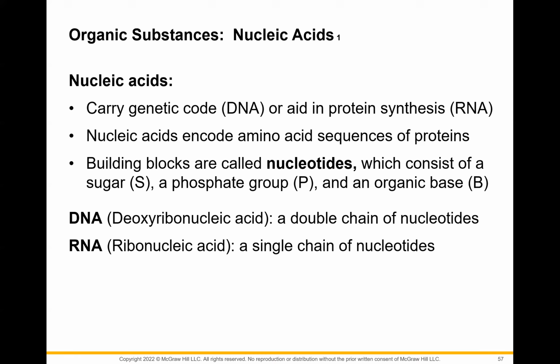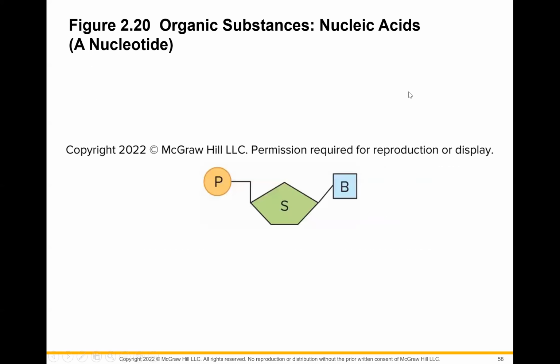DNA is deoxyribonucleic acid, and it's a double chain of nucleotides. And then we also have RNA, ribonucleic acid, which is going to be a single chain. DNA is going to help to carry the genetic code. RNA is going to aid in protein synthesis. And so this is what it ends up looking like when we see it. There's a phosphate group, some sort of sugar molecule, and then we'll see the base added to it as well. We're going to go into more detail about DNA and RNA coming up, as well as in much greater detail about protein synthesis.